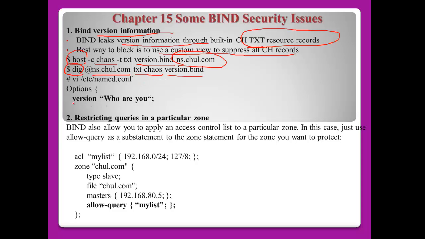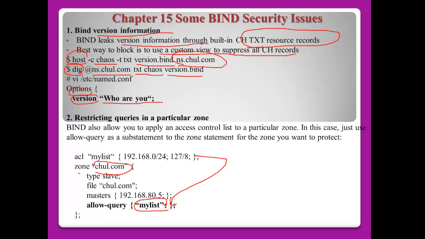So in this case, if we want to block leaking this version information, then we have to add the keyword version in the options part. So here you can write down any text or sentence like this. And number two, restricting queries in a particular zone. So for example, here I have this zone, then only the ACL network can query.